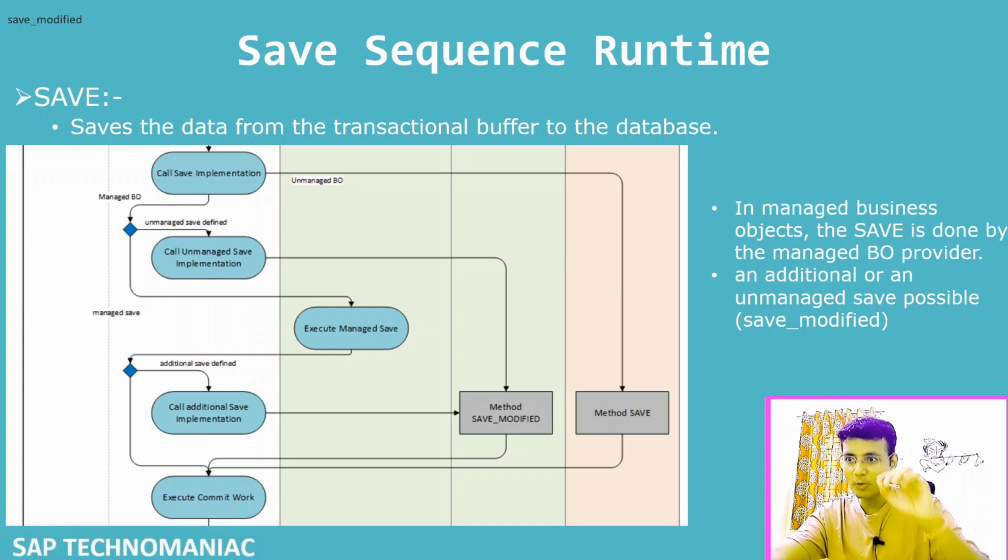If you think something could fail for some reason, you have to check it in check before save. In the check before save method only, you have to check those things. That is one of the most important things you have to make sure. This is related to the unmanaged scenario. In the managed scenario, the save is done by the framework, and if you want to do an additional save, or an unmanaged save in the managed scenario, you have to write that code in the save modified method, which we did in my previous videos. Now we will use this method save because we are using the unmanaged scenario to save our data. Once this method is triggered, the commit work by the framework will be triggered.